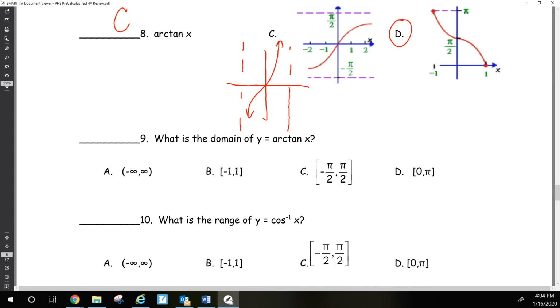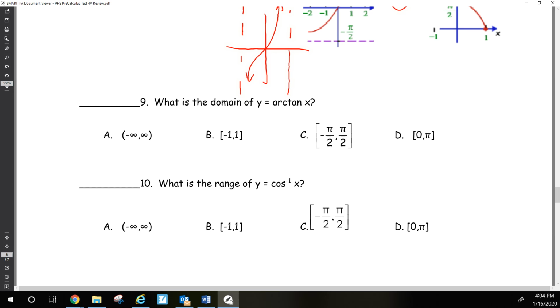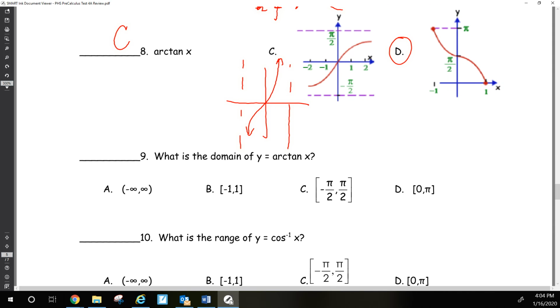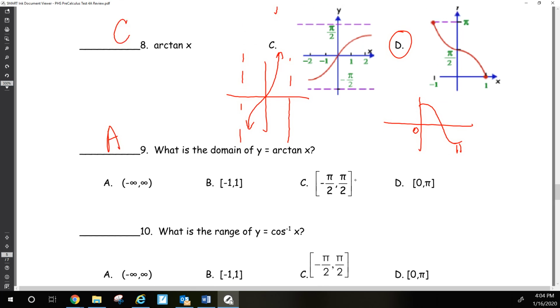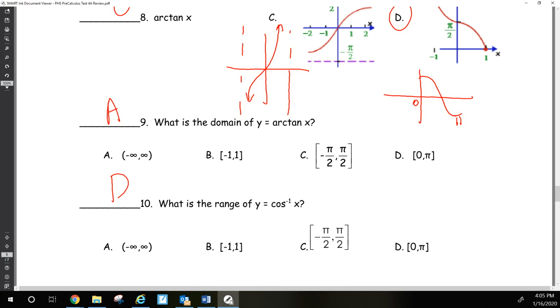All right, let's answer 2 more about the domain of arctangent. The domain of arctangent is from negative infinity to positive infinity. We just talked about that one here. For the range of cosine inverse, we said this was our cosine inverse. The range is going to be from 0 to pi, right? The domain that we restrict on cosine is 0 to pi, which means the range for the inverse is going to be from 0 to pi. And so we're talking about D.